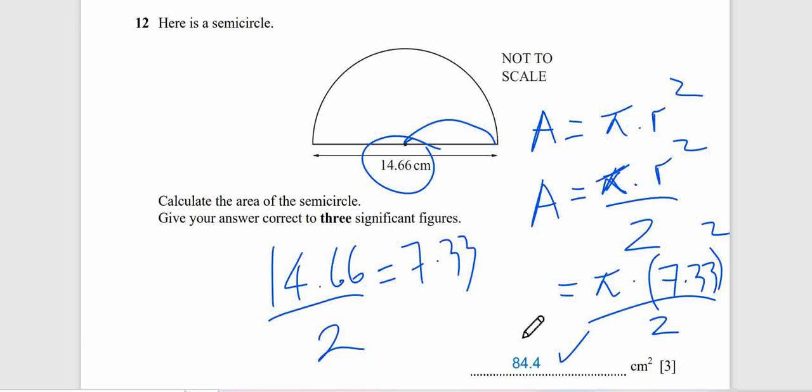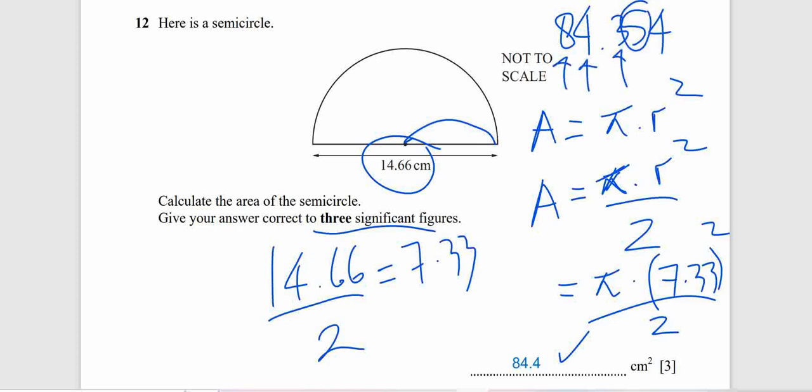So if the answer is 84.354, with 3 significant figures, we have to count 1, 2, and this is 3, and the next digit is 5, so we round up. So 84, 3 plus 1 is 4, so that's how we got 84.4. Because the next digit is 5, we have to add 1 to this 3. So we hope it's clear.